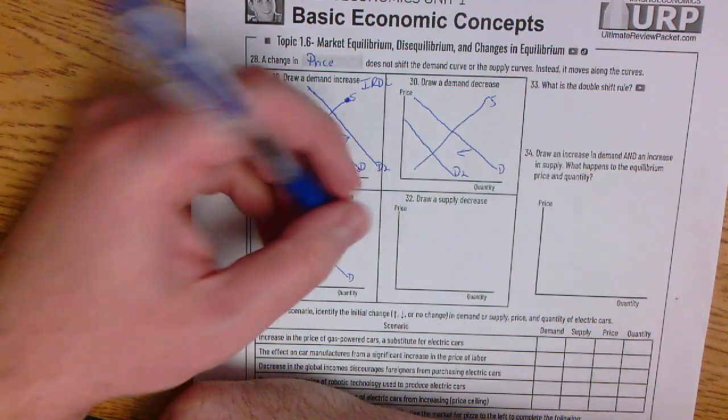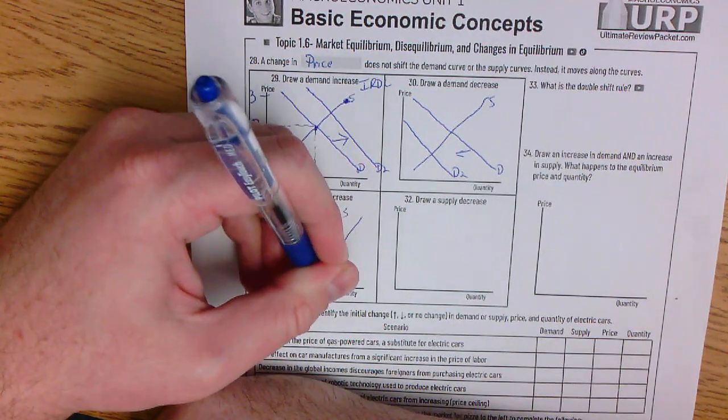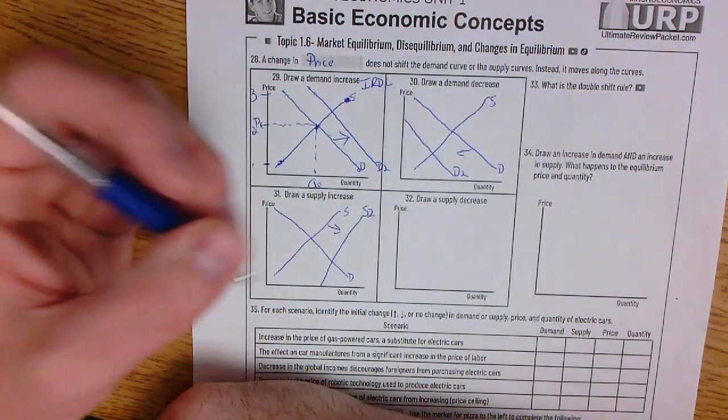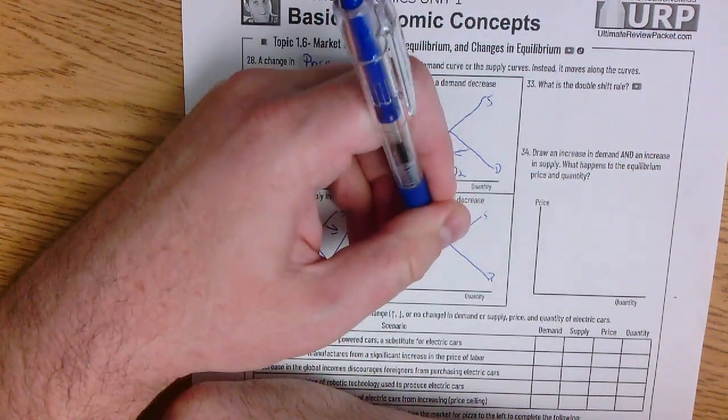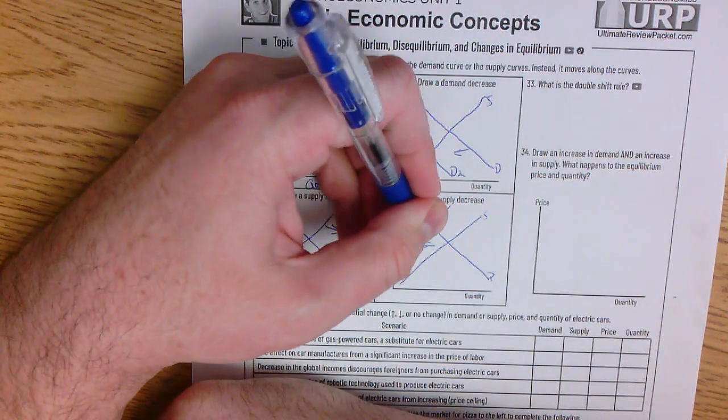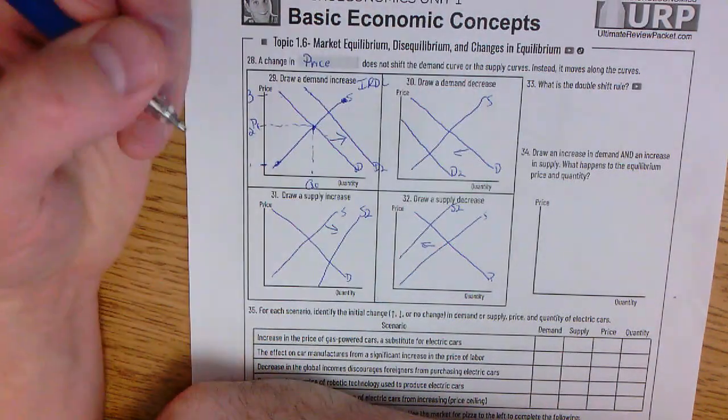All right, we've got demand and supply. Draw a supply increase. Our supply is shifting to the right because now we're producing more at each price. And then a supply decrease, got supply, got demand. My supply curve would shift to the left because I'm producing less at each price then.